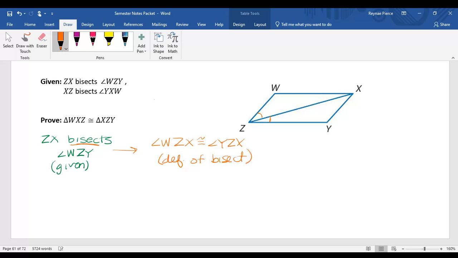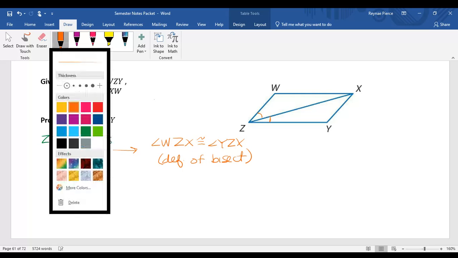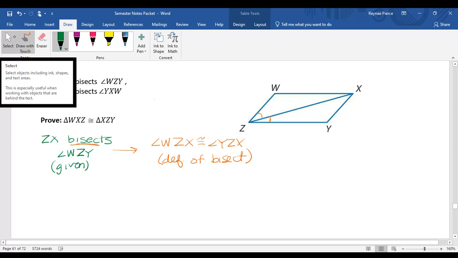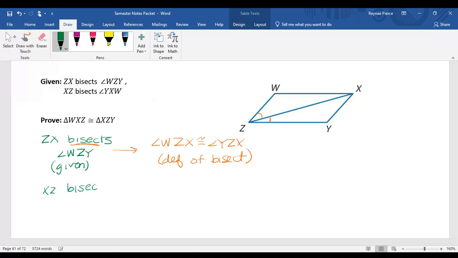Okay. That second piece of given information, the same segment is bisecting angle YXW. Okay, again, that is information that is just given to us. Okay. When I see that vocab word, I want to use that definition. So now I've got WXZ congruent to YXZ.